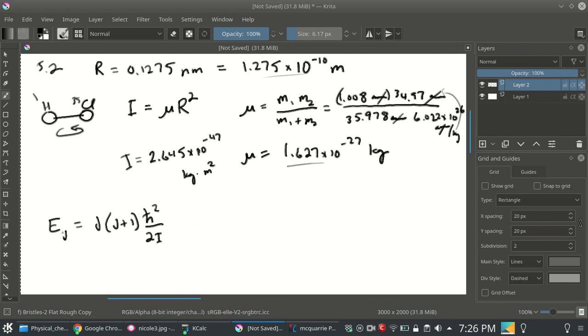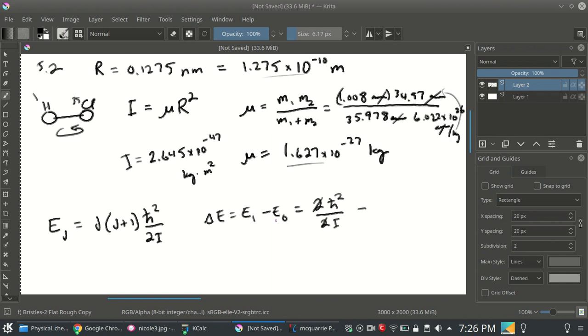So energy 1 is going to be with J equals 1. Energy 0 is going to be with J equals 0, right? So the delta E is going to be energy 1 minus energy 0. So if I put a 1 in here and a 1 in here, that's going to be 2. So that's going to be 2 h bar squared over 2I. These 2's will cancel out.